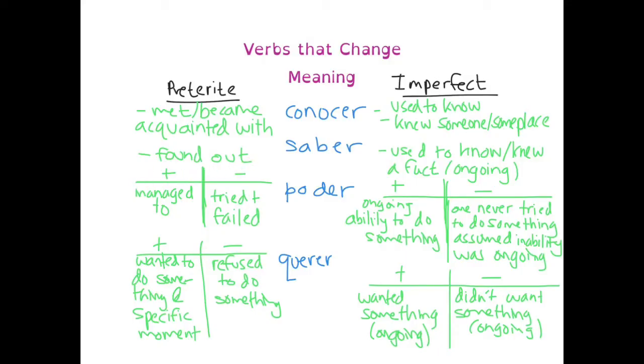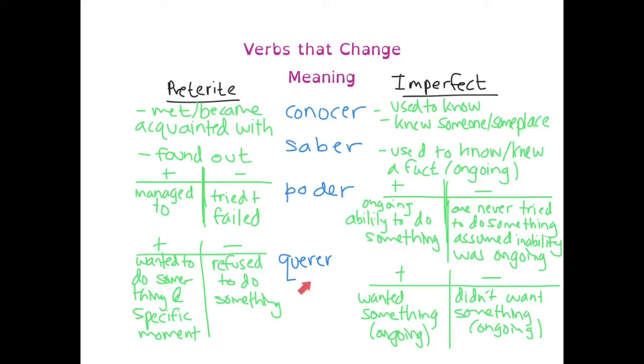Then we get to poder and querer. These get a little more complicated. Poder has some positive and negative connotations. So in preterite, it means manage to if it's positive. But in a negative sentence, it means you tried something and you failed. But then when we get to the imperfect, if it's an affirmative sentence, it means you had the ongoing ability to do something. You're always able to. But in the negative, you never tried to do something, you just assumed you weren't going to be able to.